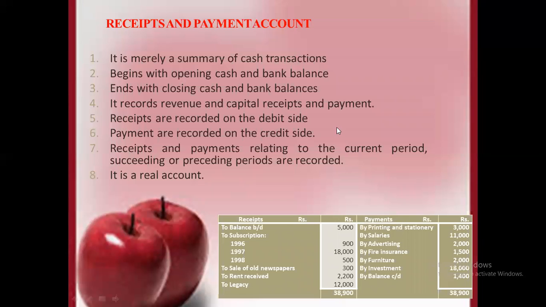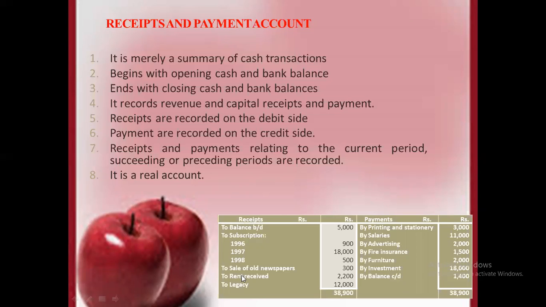The receipt and payment account is a summary of cash transactions. It is similar to a cash book. In the receipt and payment account, all the cash receipts and all the cash payments are recorded. Generally, the receipt and payment account starts with the opening cash balance and bank balance and ends with the closing cash balance and bank balance.